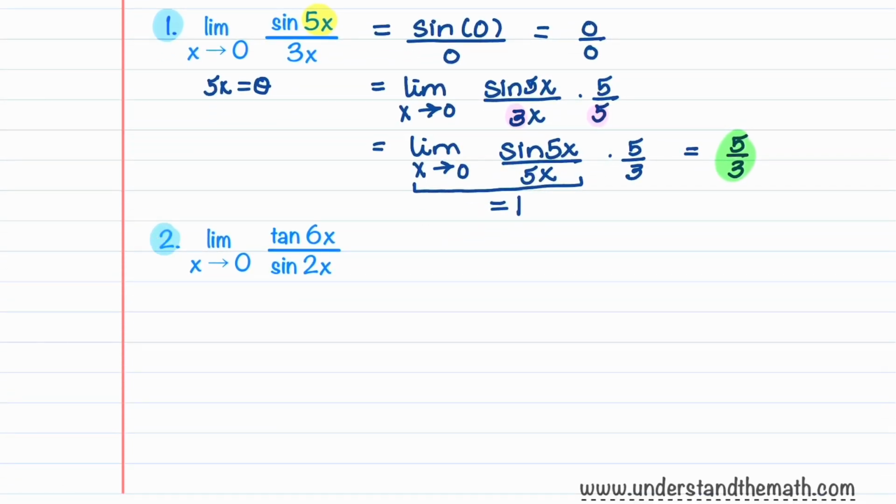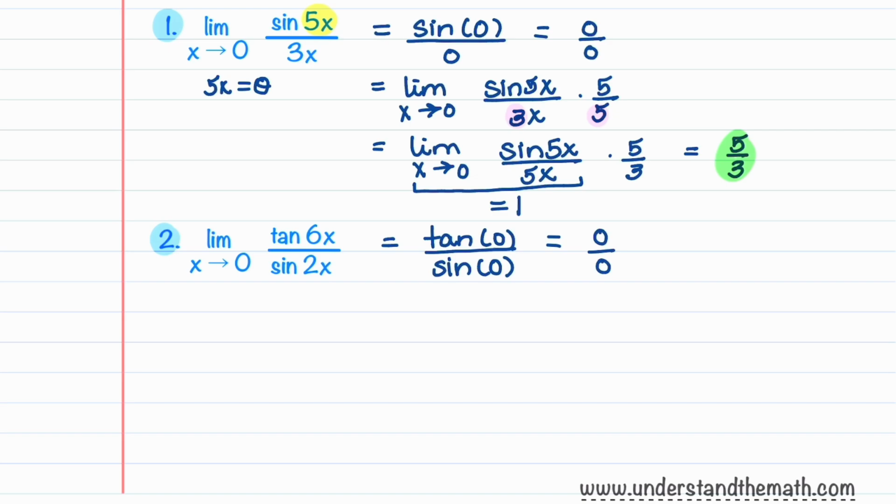Let's now work through our second example. This one's a little bit harder than the first one. This is the limit of tangent 6x divided by sine 2x as x approaches 0. Just like we did for our first one, we are going to start by substituting in that x is equal to 0. So this is tangent of 0, all divided by sine of 0. Tangent of 0 is 0, sine of 0 is 0, so we again have the indeterminate form 0 divided by 0.